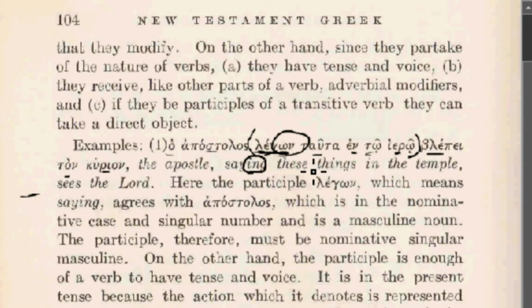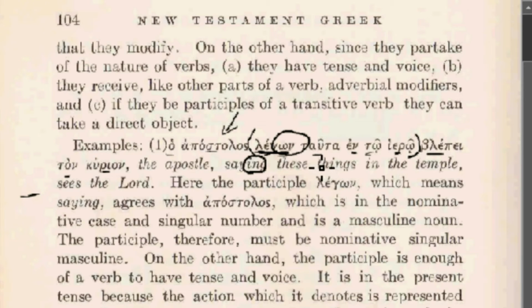It's kind of an adjectival modifier. It's an adjective using a verb, and so it's telling us what apostle we're speaking of. It happens to be the apostle that is saying these things in the temple. The apostle saying these things in the temple sees the Lord.